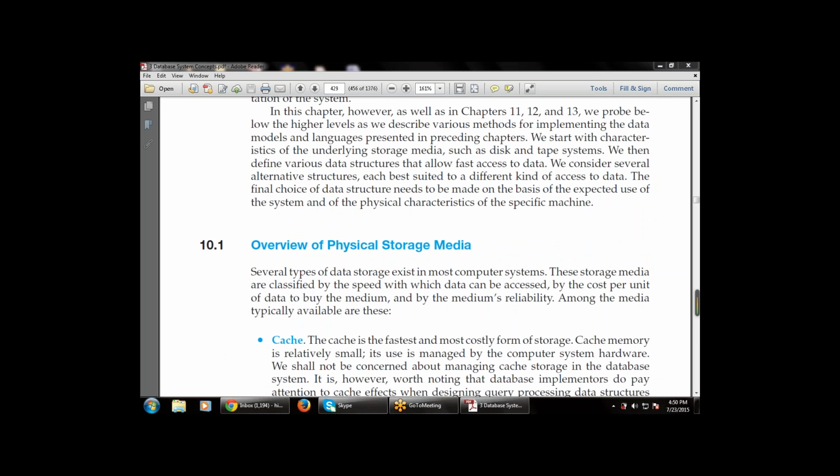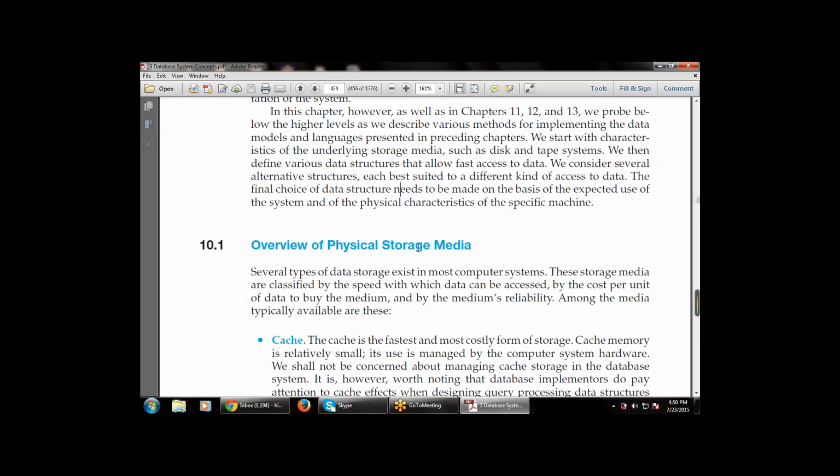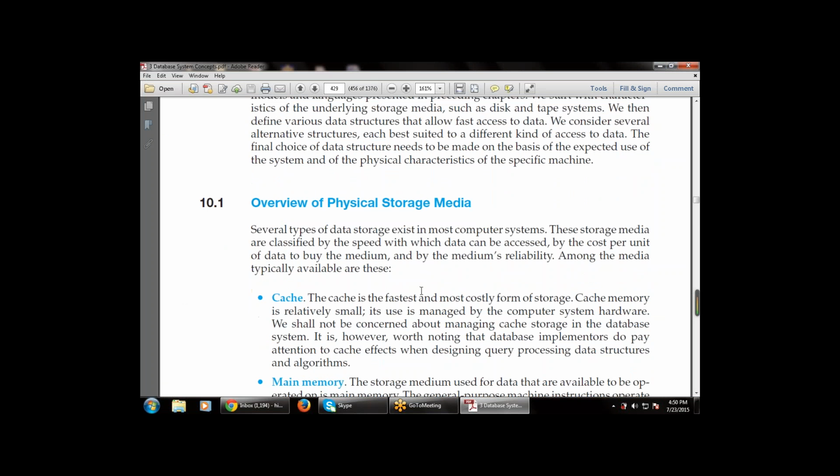These storage media are classified by the speed with which the data can be accessed, by the cost per unit of data to buy the medium, and by the medium's reliability, that is, how much we can rely on the data.